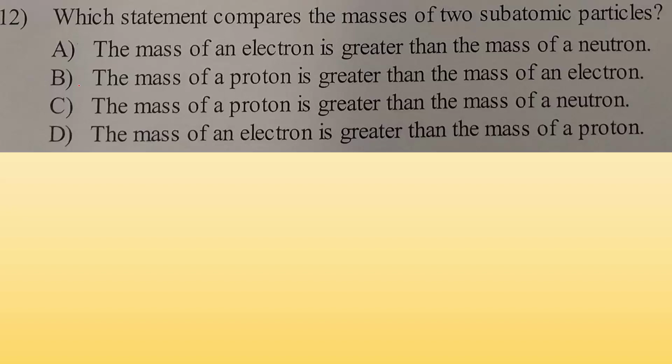12. Which statement compares the masses of two subatomic particles? So let's just review. We got protons with a mass of 1 and a charge of 1. We have neutrons with a mass of 1 and a charge of 0. We have electrons with a mass of 0 and a charge of -1. So which one of these statements is the correct statement? It's going to be choice B. The mass of the proton is greater than the mass of an electron.